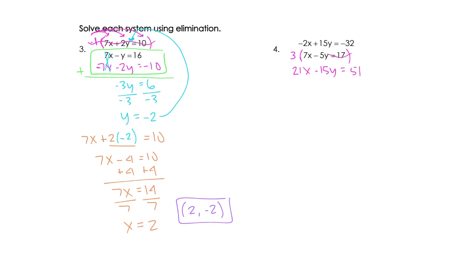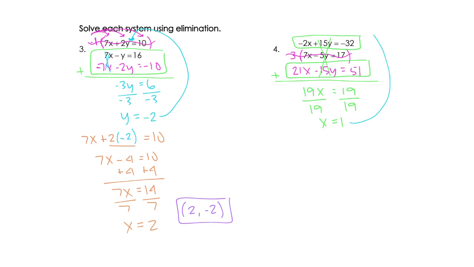And then again, I like to do a light little squiggle here. So then this is going to look funny, but I'm going to put a box around this one and a box around this one. These are the two equations that I'm using. So I'm going to draw my line here, put a plus sign. Negative 2x and 21x would make 19x. And then 15y and negative 15y, cross through those because they get eliminated. They add up to 0. And then negative 32 plus 51 would give me 19. Divide both sides by 19. And I have x equals 1.